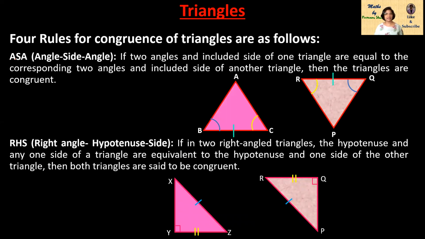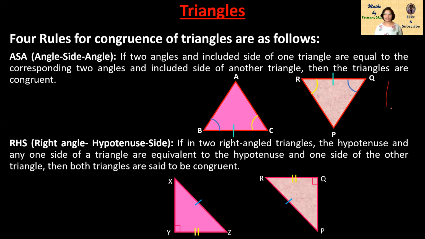Next rule is ASA, angle, side, angle. So if two angles and the included side of one triangle are equal to the corresponding two angles and included side of another triangle, then the triangles are congruent. Included side means which side is included in both the angles. This one, right? Angle B and angle C. So BC is included in both. Here, which side? Angle R and angle Q. So in this QR is the side which is included. So these three should be equal to each other in both the triangles. Then we can say these two triangles are congruent.